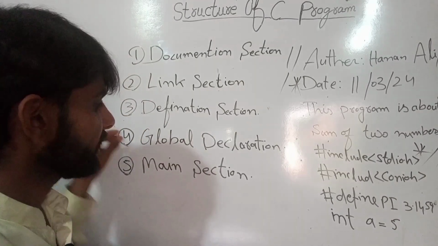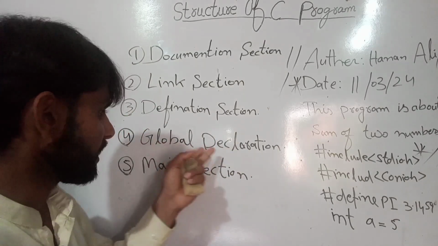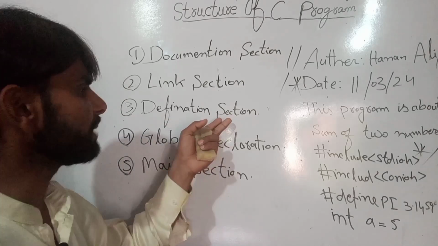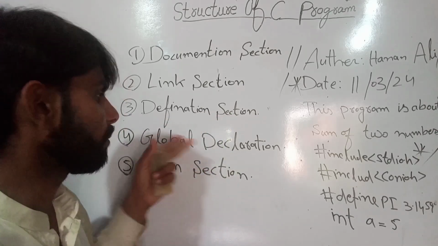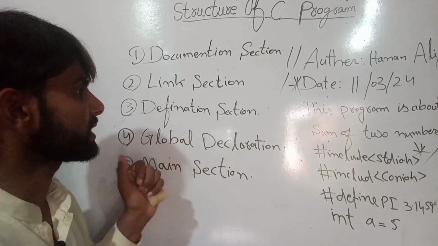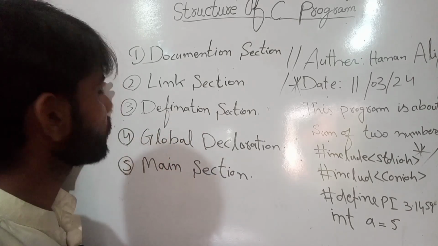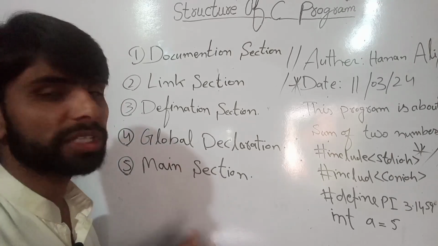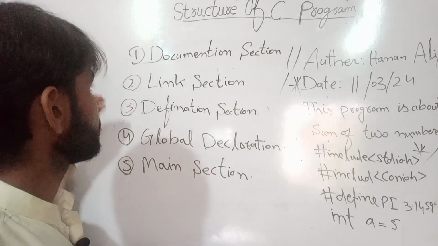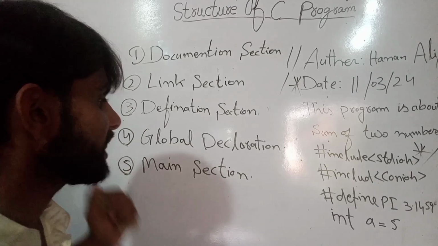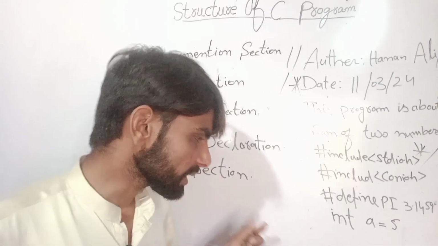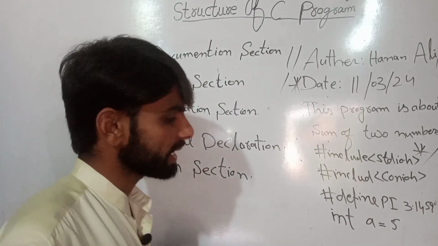The global declaration and definition section may be optional, we may not use them. But the link section we have to include because we want to use their functions in our program. So these two sections are very necessary in our program. So how will we write these sections?